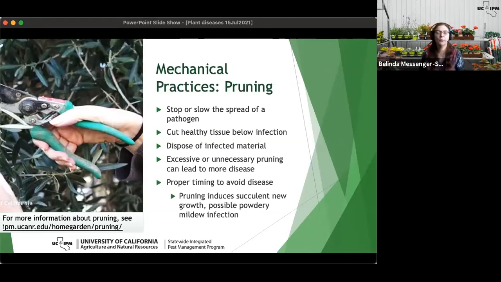Often you'll see that pruning will induce the plant to put out new growth. That can lead to diseases like powdery mildew and other pathogens that need succulent new growth to infect. So be sure that you're pruning at the right time. For instance, the right time to prune diseased almond trees is when they're dormant. But on the other hand, you'll want to prune apricots in August to allow time for the pruning wounds to close up before the winter rains.